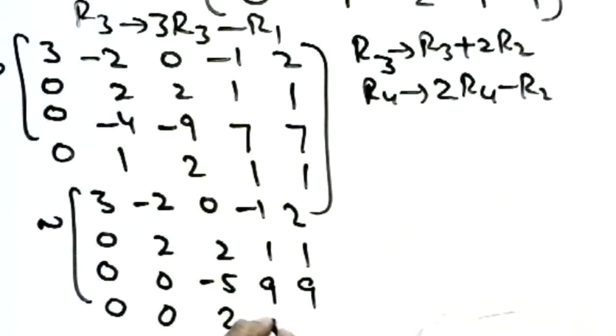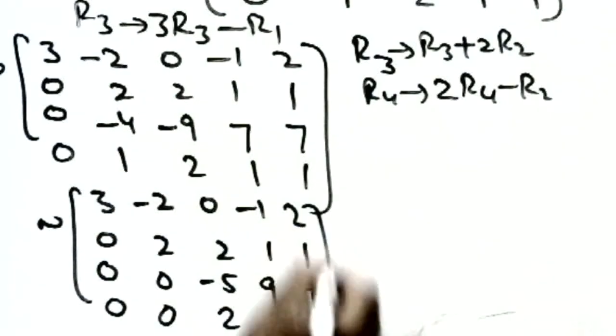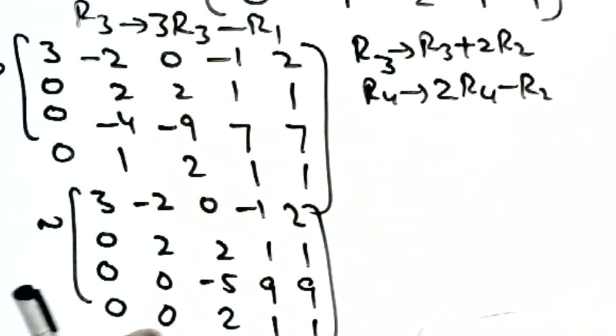The last one, 2 1s are 2. 2 minus 1 will be 1. 2 1s are 2, 2 minus 1 is 1. This is also 2 1s are 2, 2 minus 1 is 1. Now what is left here?